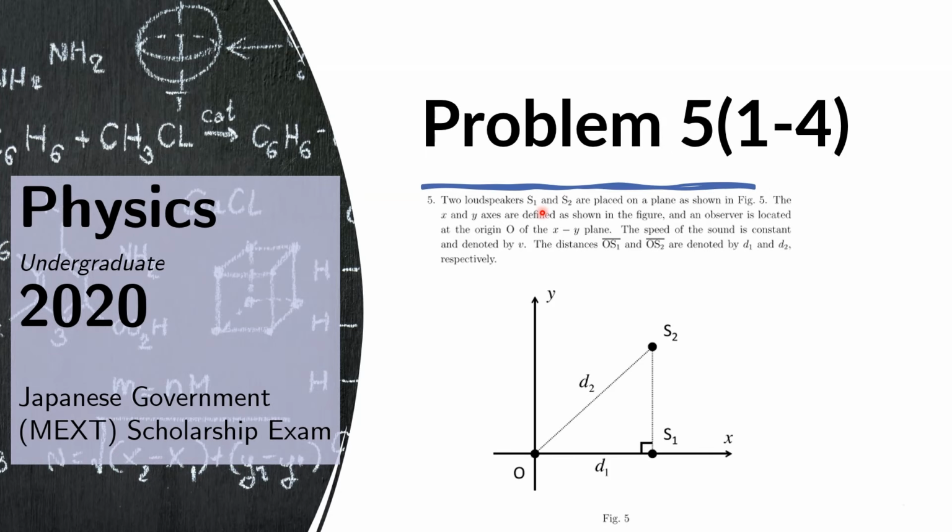Two loudspeakers, S1 and S2, are placed on a plane as shown in figure 5. The X and Y axes are defined as shown in the figure, and an observer is located at the origin O of the XY plane. The speed of the sound is constant and denoted by V. The distances OS1 and OS2 are denoted by D1 and D2 respectively.